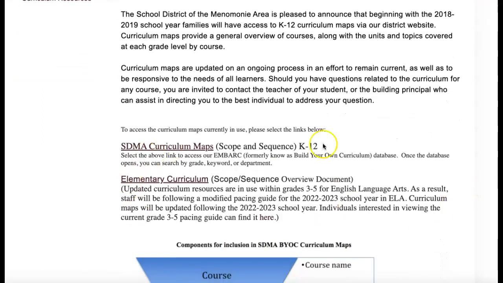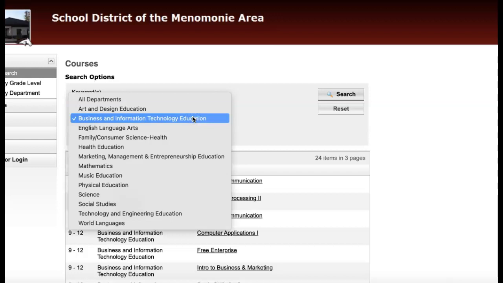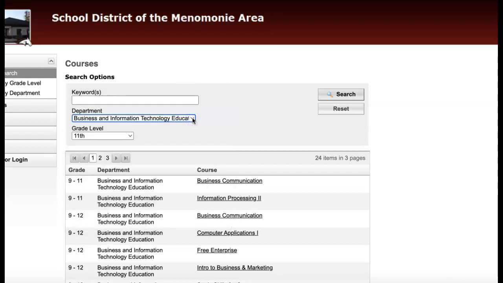And down here, you see that there's elementary and other areas here. So I'm going to go into the curriculum maps up here because I'm interested in business and information technology education. As a former biz ed teacher, I wanted to go in and see what they're teaching. And so I had plugged the department in here, right there.